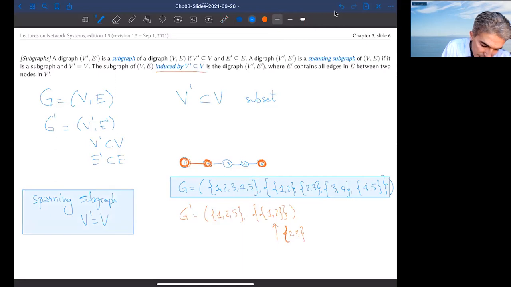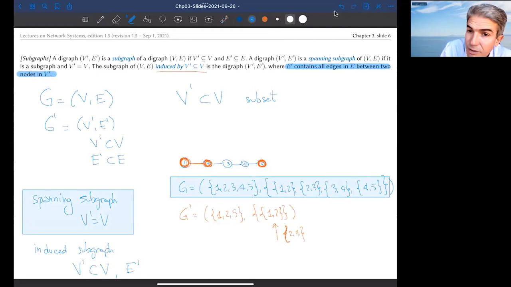Right. An induced subgraph has the property that if you look at V prime, which is contained in V, then E prime contains all the edges in between two nodes that are of course in V, but that are also in V prime. All right. Thank you for your patience. So spanning is you touch all nodes. Induced is you take a subset of nodes and you save all of the edges in the original graph that are still edges in the subgraph.